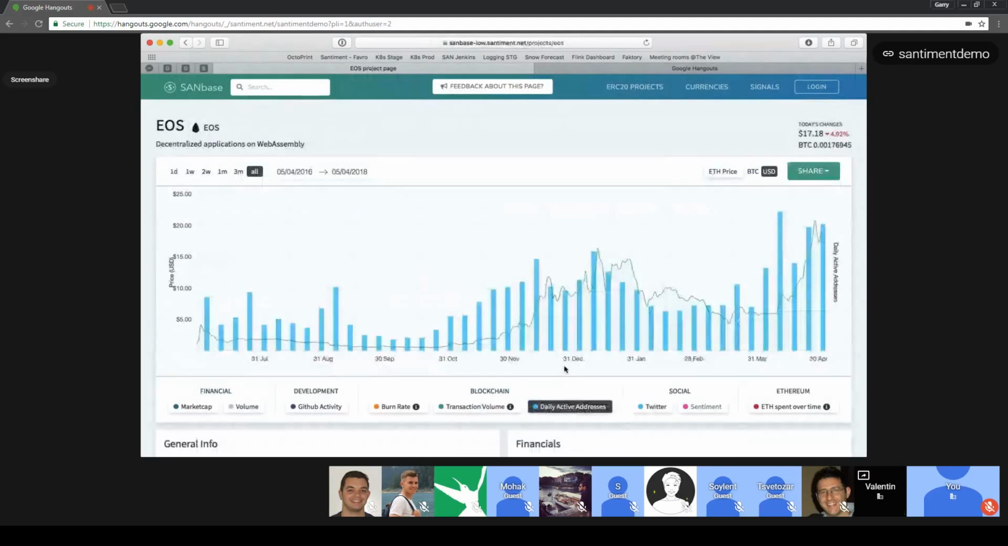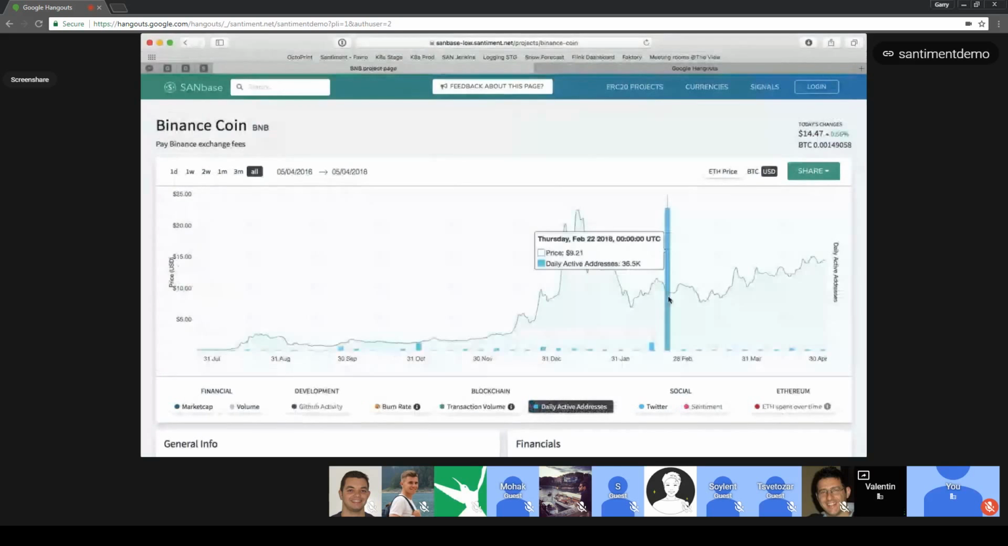And daily active addresses. So I already talked about this. This is the number of unique Ethereum addresses that have been transferring EOS tokens between them for every day. So you can see that we see quite a lot of them. And actually, here is this interesting event that I've been talking about for Binance. If you go here and click daily active addresses, you see the spike here, 36,000 unique addresses.